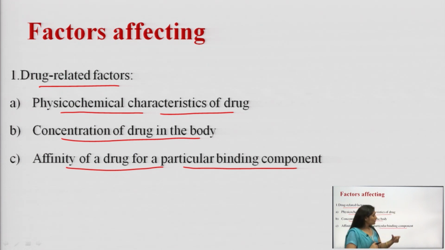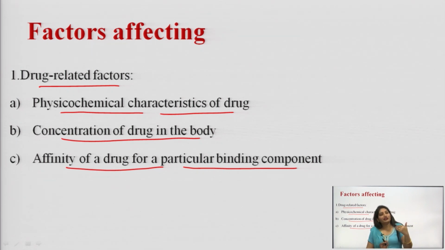So, firstly physico-chemical characteristics of the drug. Physico-chemical means physical as well as the chemical properties of the drug. Protein drug binding will depend upon the physical and chemical properties of the drug. Second is concentration of drug in the body. Protein drug binding will also depend upon the concentration of drug that is present in the body.